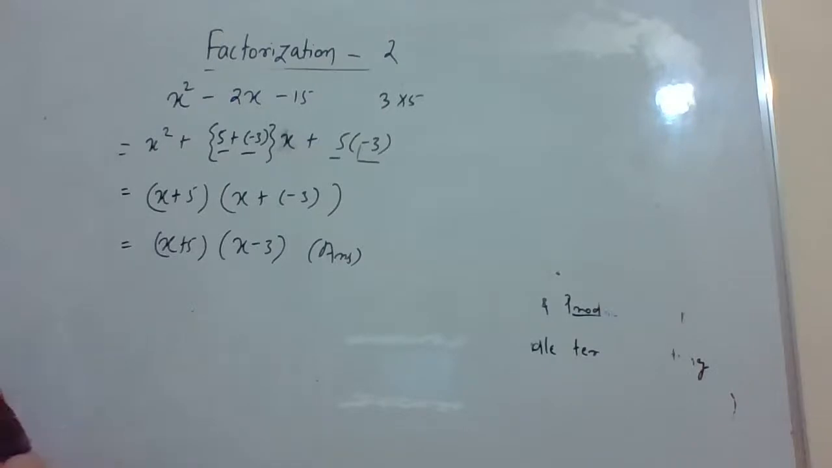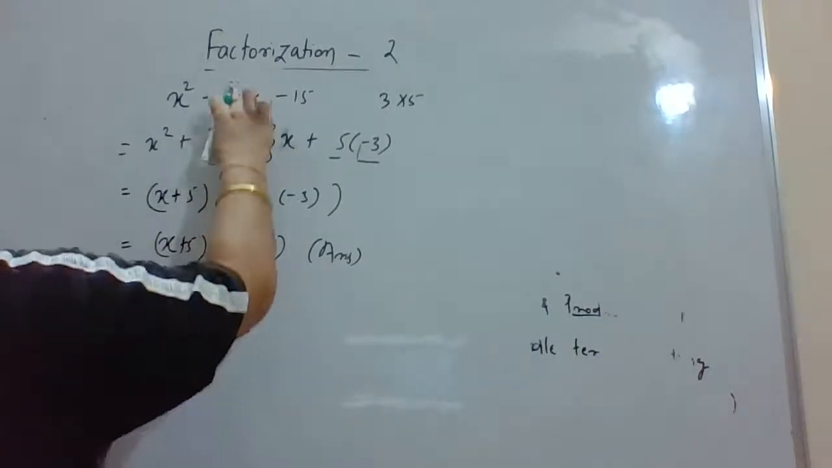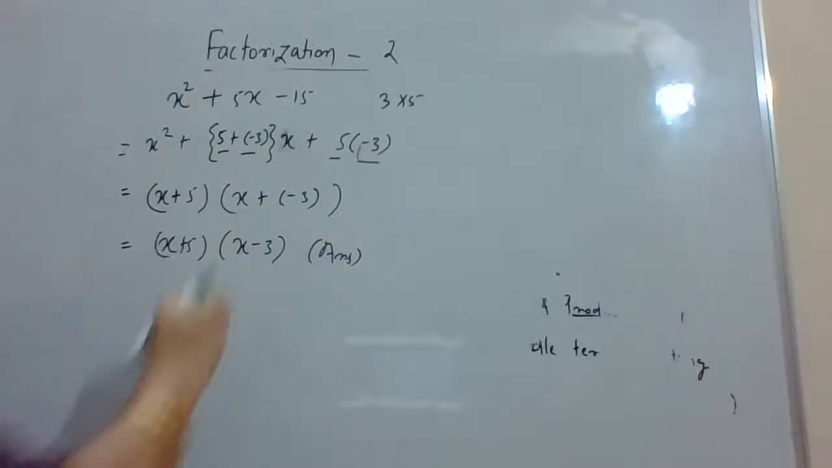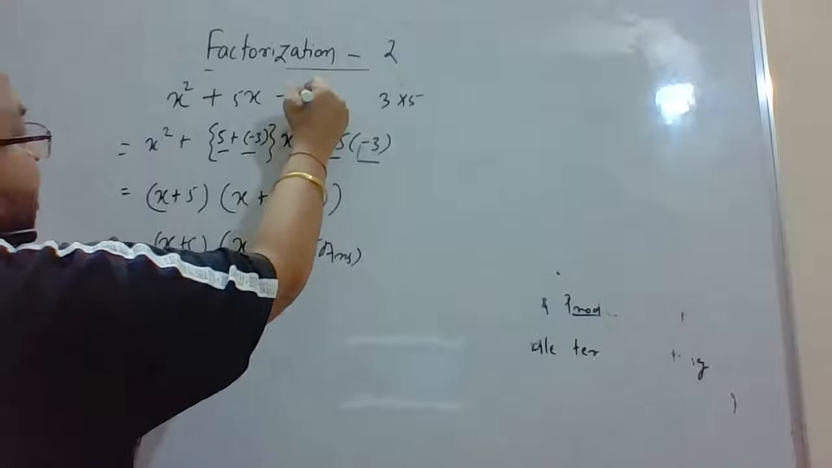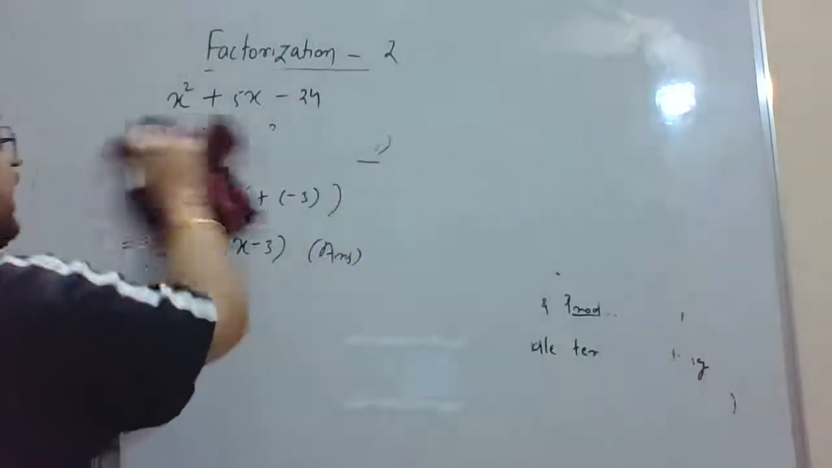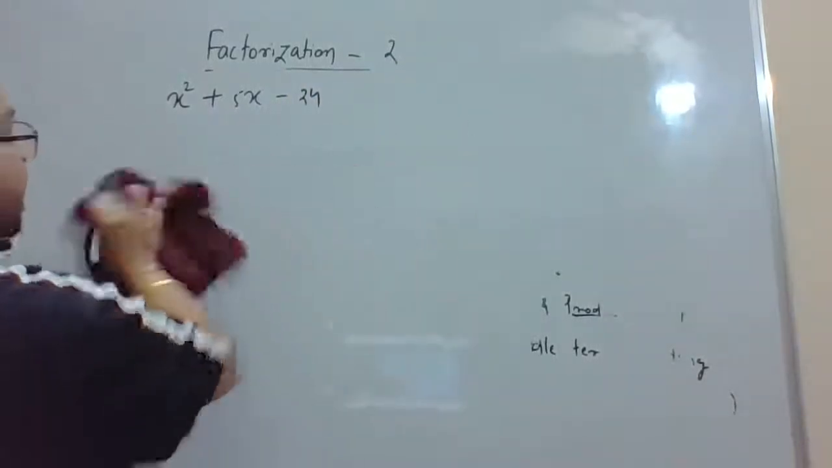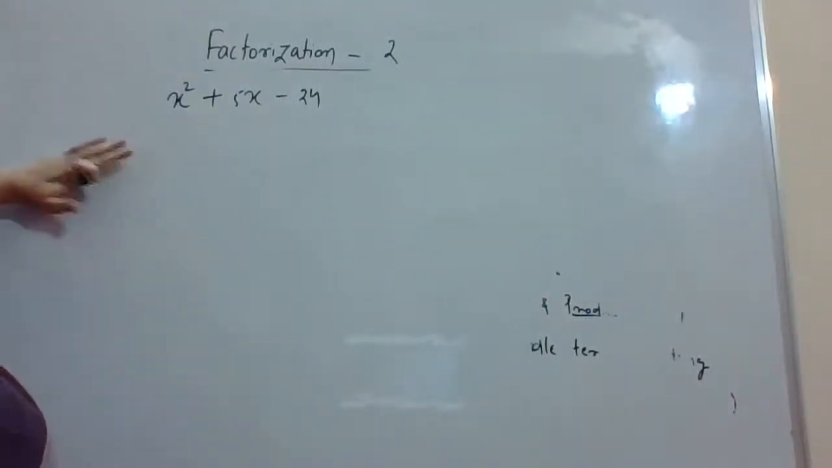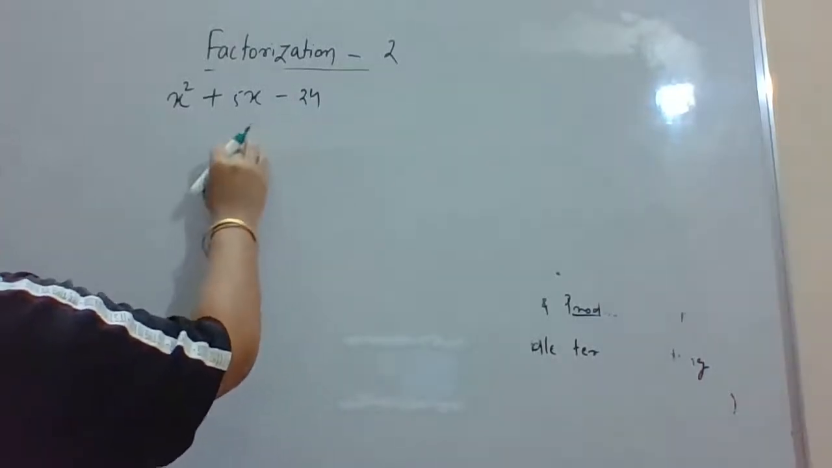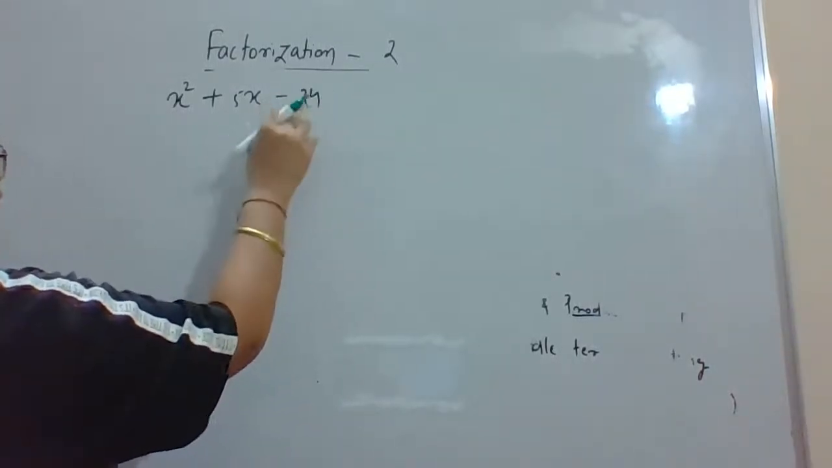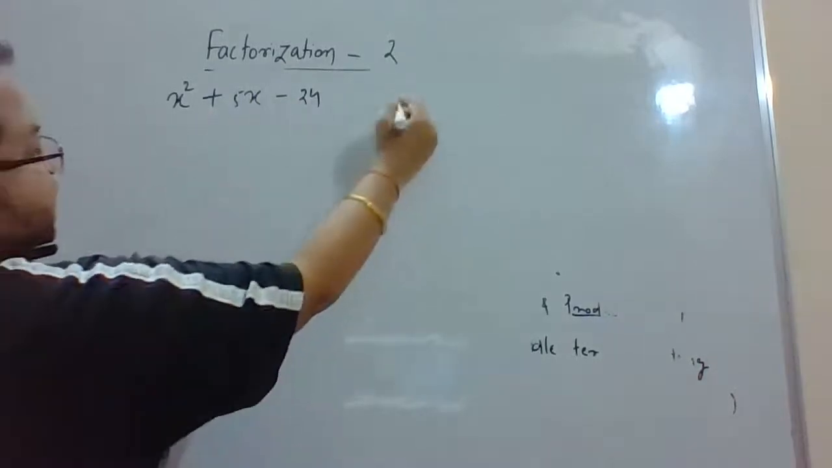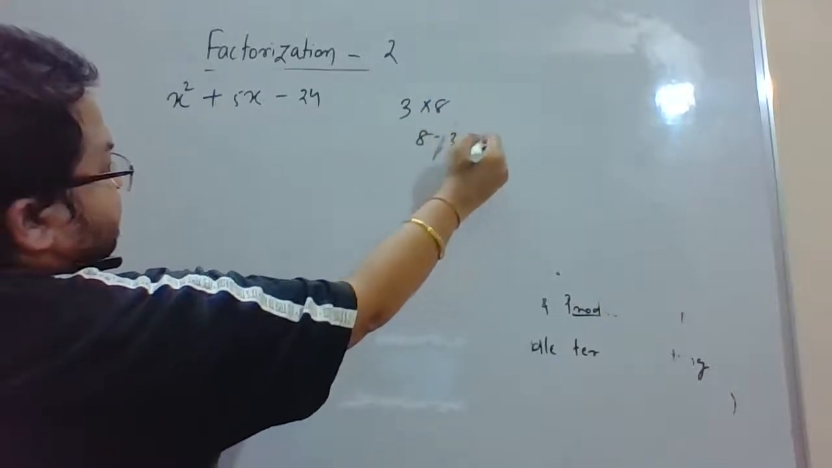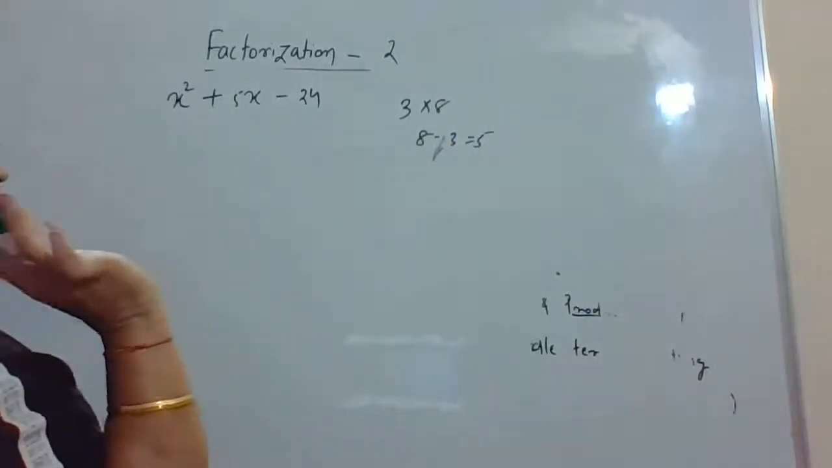Now let's go to the next one: x squared plus 5x minus 24. Again the last term is negative, so obviously one of the terms must be negative. This is very simple: which factors of 24 can express 5? If you take 3 and 8, then 8 minus 3 is nothing but 5. So this is where the problem is finished.